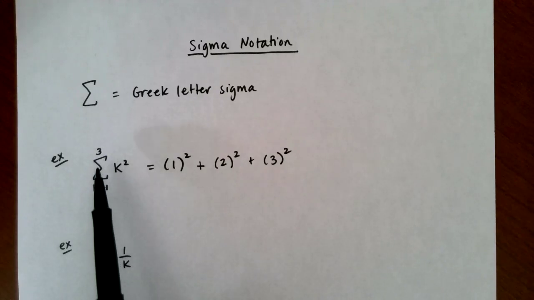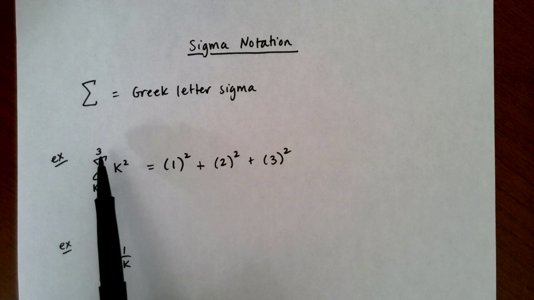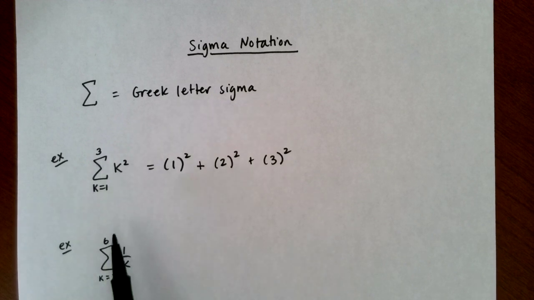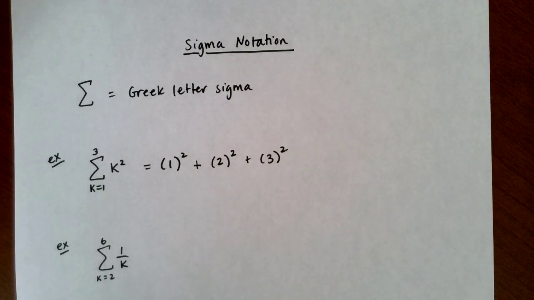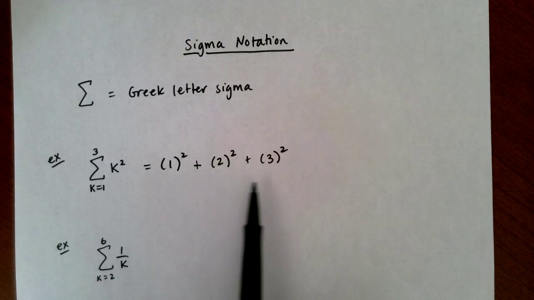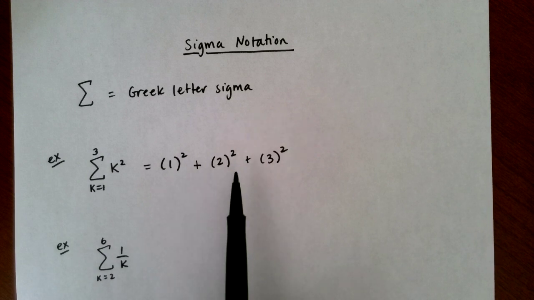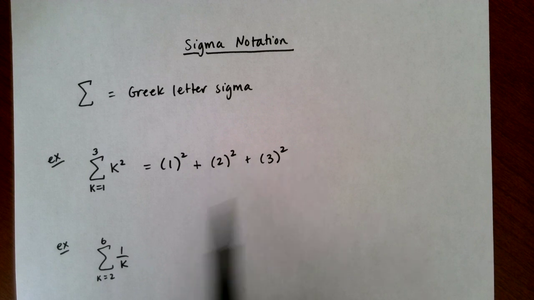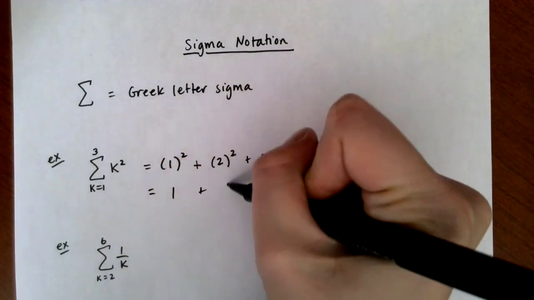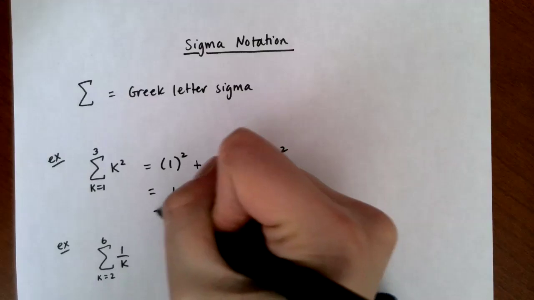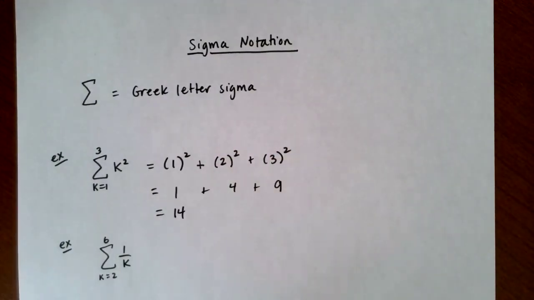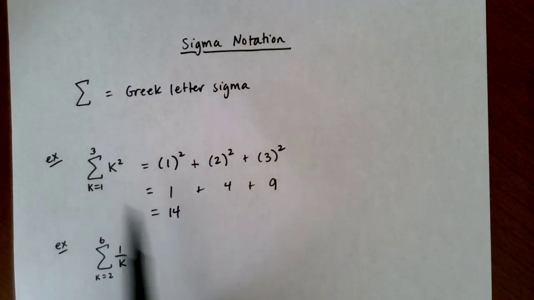So what these numbers at the top and bottom are telling me are the first k value to plug in, and then the last k value to plug in. So it's always the lowest number here, the highest number here, and it's integers in between. All right, so this is only 3 terms, but it's giving us the hang of things here. We can actually compute this sum. This is 1 plus 4 plus 9, which is going to give me 14 for a final answer. So this sum is equal to 14.